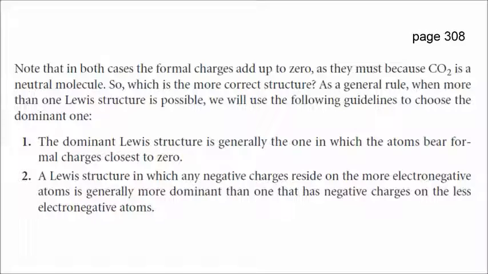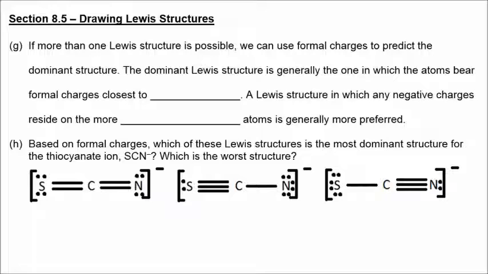Note that in both cases, the formal charges either add up to 0 if it's a neutral, or they add up to equal the overall charge of the polyatomic ion. We're trying to get the formal charges as close to 0 as possible, and if there are negative charges, we're trying to put them on the atoms that have a greater electronegativity. So if more than one structure is possible, we try to get formal charges to help us decide which one is dominant. The atoms should have formal charges as close to 0 as we can, and putting negative charges on the more electronegative atoms.